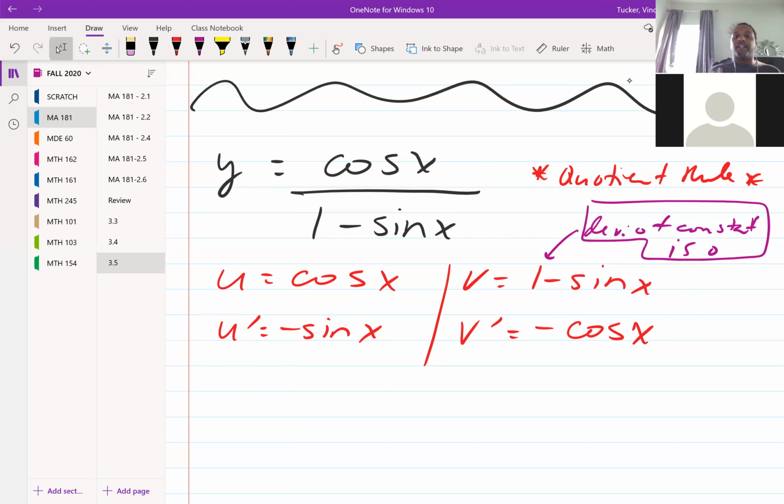All right, sorry about that. So v is 1 minus sine, and then v prime, the derivative of that 1 minus sine, is negative cosine. Don't forget the derivative of a constant, or any regular number without the variable involved, is going to be 0. So that's why 1 goes to 0. And then the derivative of sine was cosine, but we had this negative here that we had to leave. So that's why we have negative cosine.